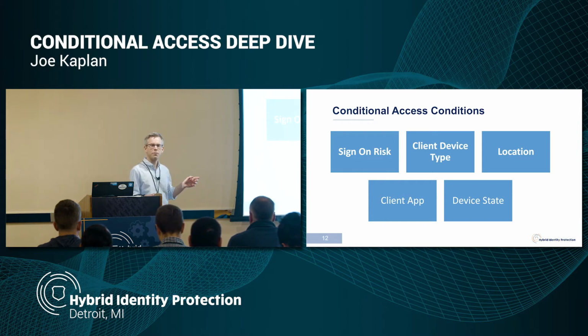So you can both use device state as a condition. So you can say, if somebody is coming to me from a hybrid join device, then do this. You can also implement it as a control, which would be to say, if somebody is getting to this application, I want them to be on a hybrid join device.